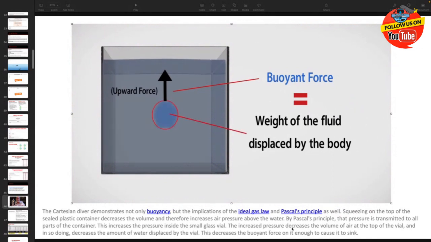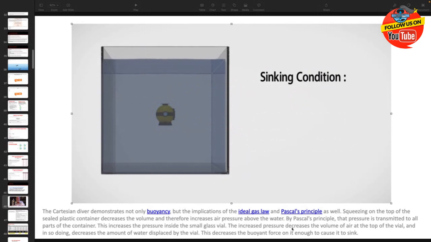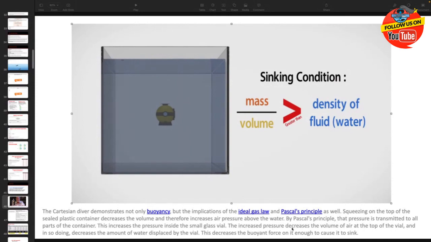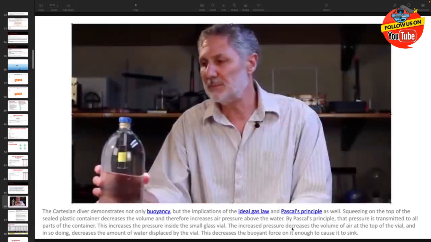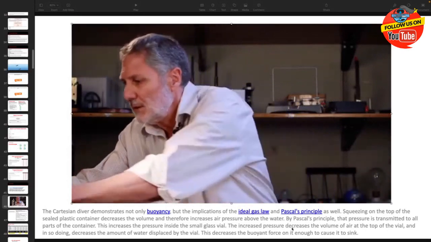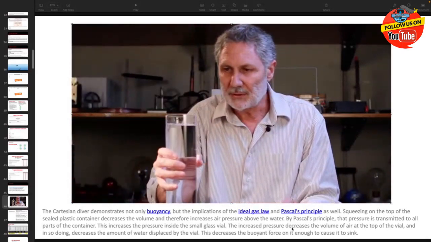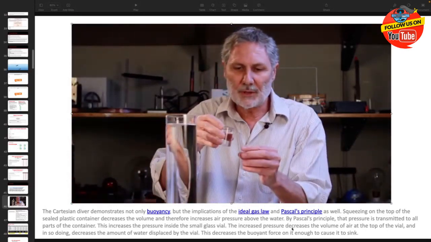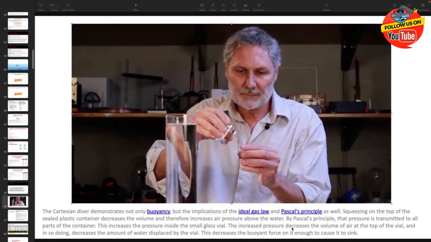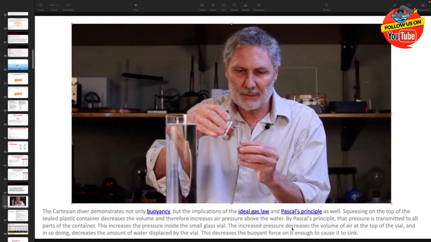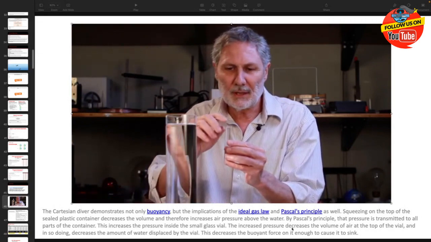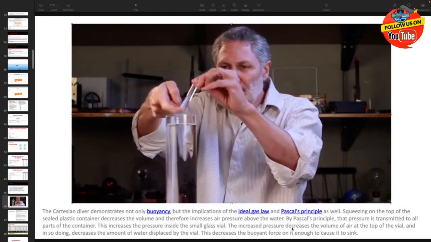From Archimedes' law, the condition for sinking is easy to remember. Sinking occurs when the average density of the body, which is the total mass divided by the total volume, is greater than the density of the fluid, water in our case. Let me set up a very simple example. I have a glass test tube full of water. So this is our body. Okay, and now I'm going to submerge it in water.